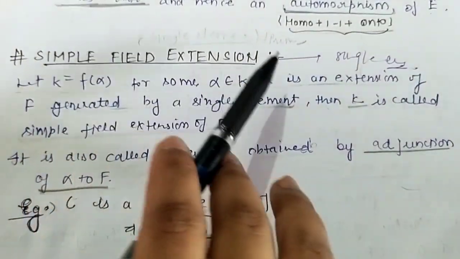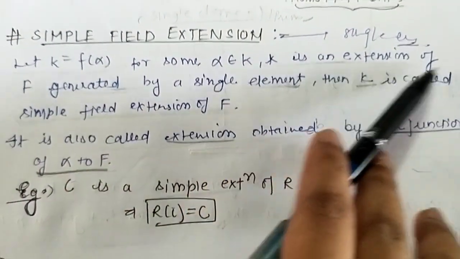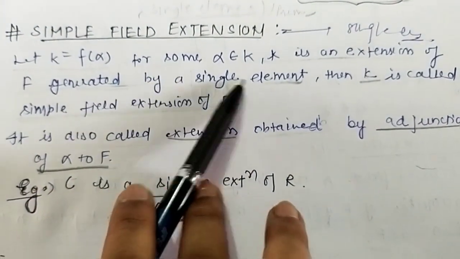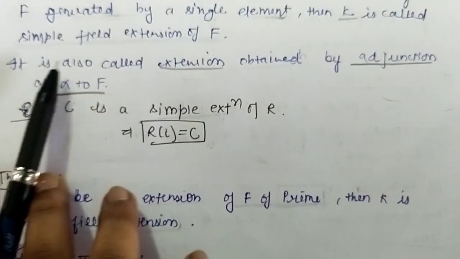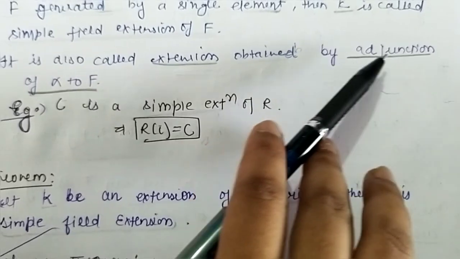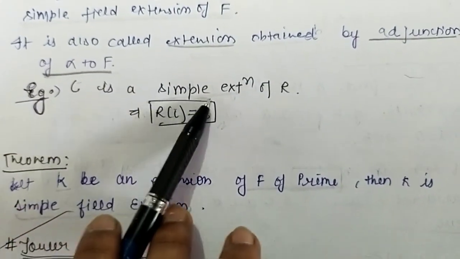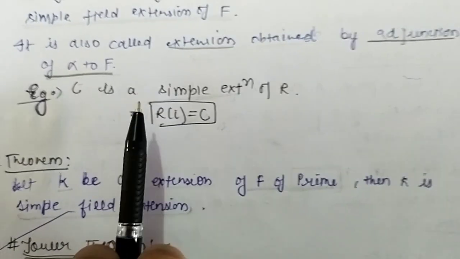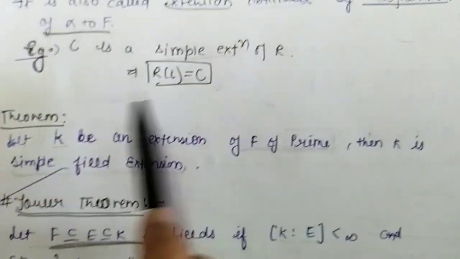Now, simple field extension. Let K equal F(alpha) for some alpha belonging to K. K is an extension of F generated by a single element, then K is called a simple field extension of F. It is also called the extension obtained by adjunction of alpha to F. Example, C is a simple extension of R, that is R(i) is equal to C, sorry.